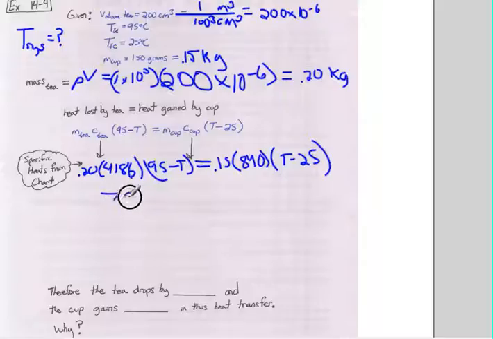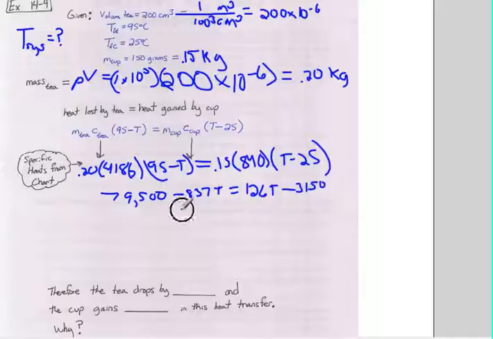If you do significant figures, about 79,500. And then if you multiply that times negative T, you get negative 837 T. And if you come over here, you're going to get about 126 T. That times negative 25 gives you about negative 3,150, and you keep solving down for T.